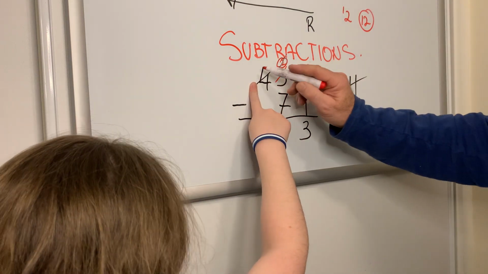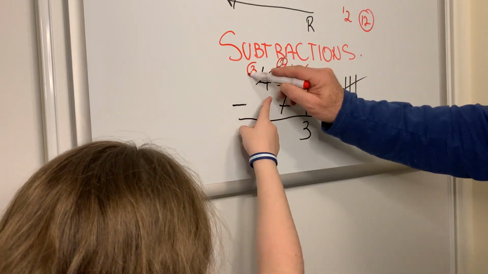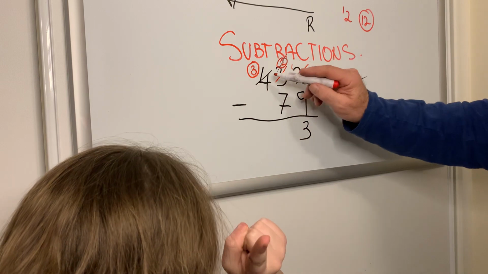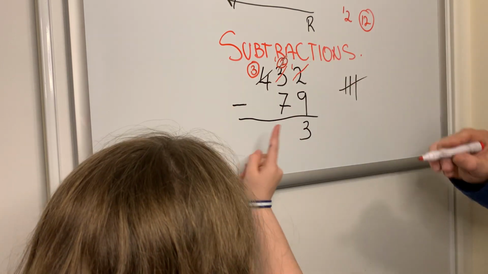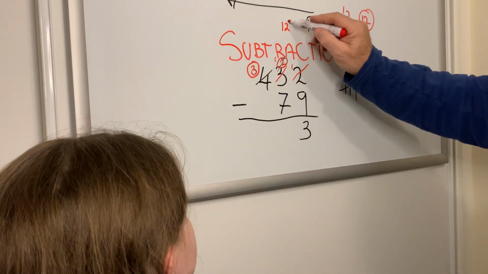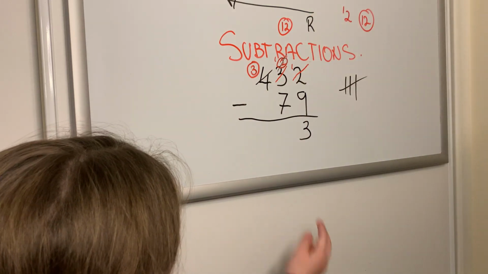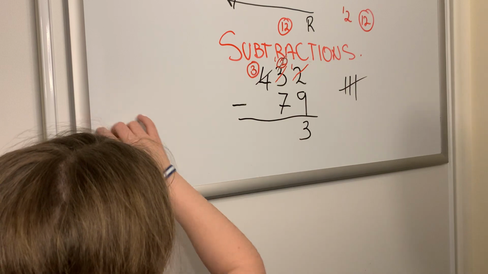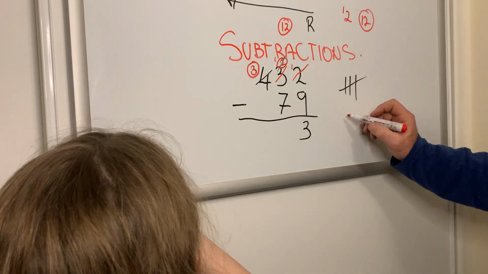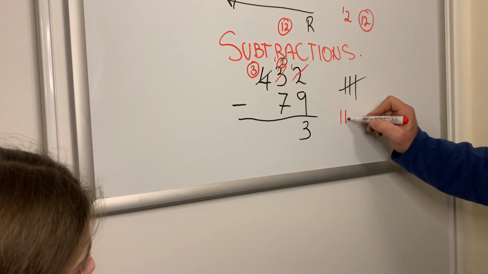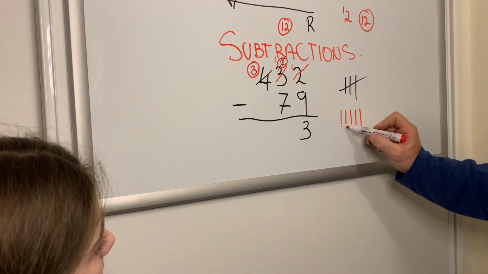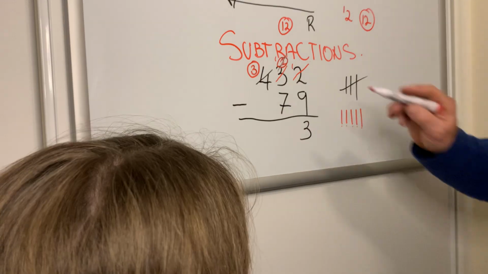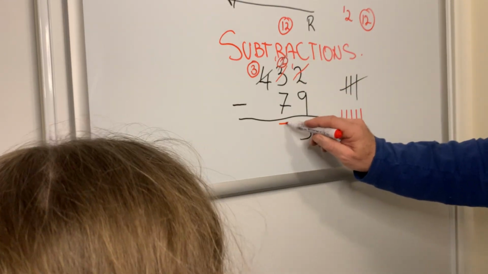He'll become a 3. Good. And that will become a 12. So we put a 1 up there, and that becomes a 12. You are correct. So what's 12 take away 7? So 7, 8, 9, 10, 11, 12. Good. So we've got 1, 2, 3, 4, 5. So 12 take away 7 is 5.